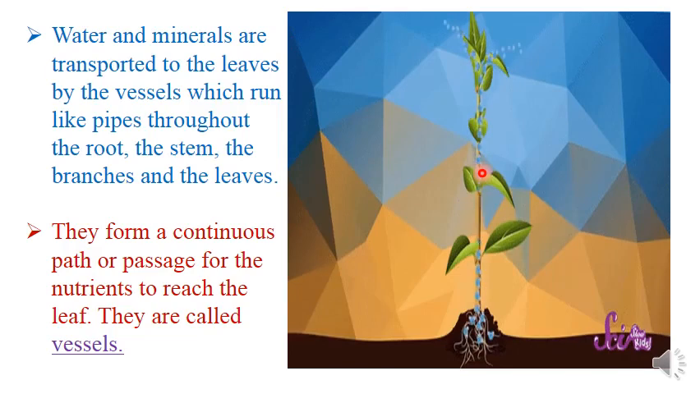The stem has vessels inside it, and it contains two different types of vessels. One is xylem and the other is phloem. Xylem helps to transport water from the root to the different parts of the plant, whereas phloem helps to pass the food from the leaves to the different parts of the plant.